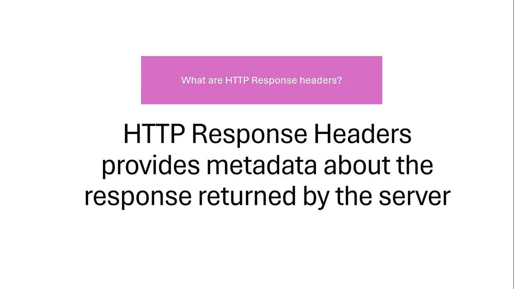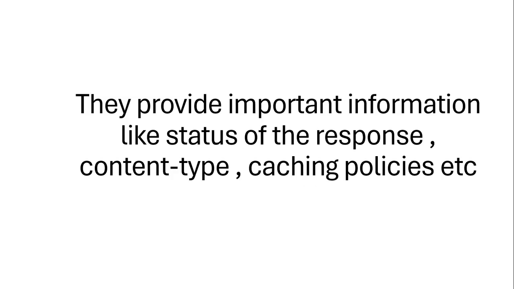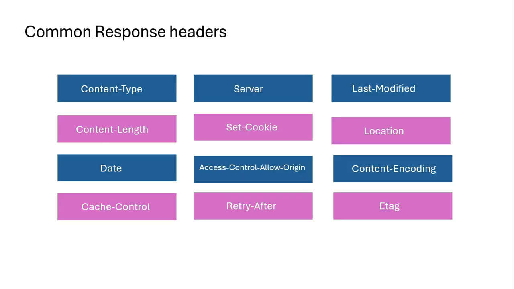So what are HTTP response headers? HTTP response headers provide metadata about the response returned by the server. They provide information like what is the status of the response, when the response was generated, when the resource was last modified, what is the content type, and what caching policies are used, etc. These are the common response headers which are being used: content type, content length, date, cache control, retry after, ETag. We'll take a look at them one by one.